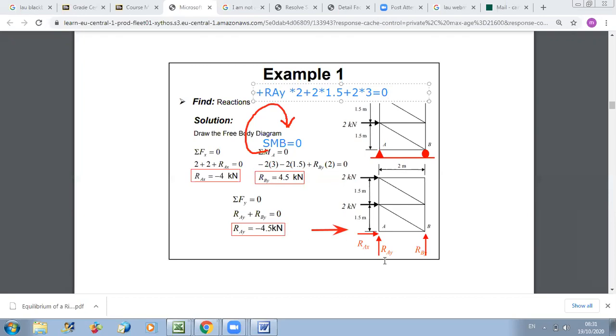Okay, so here you always have several possibilities to calculate your reaction. So it's up to you to choose the 3 easiest equations. Any question on this problem?